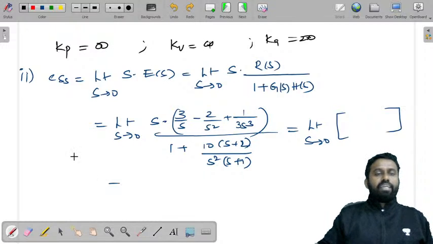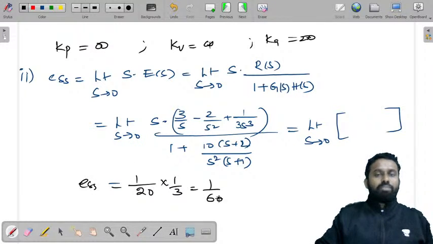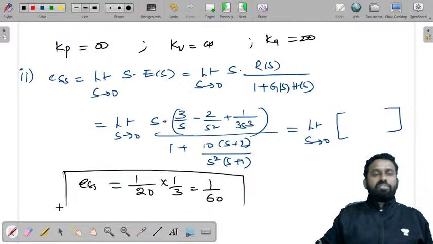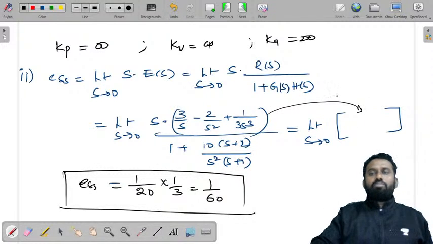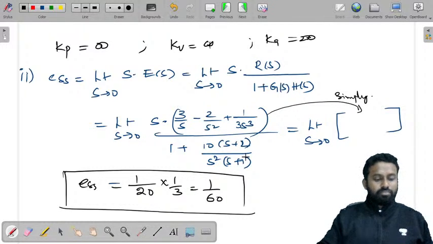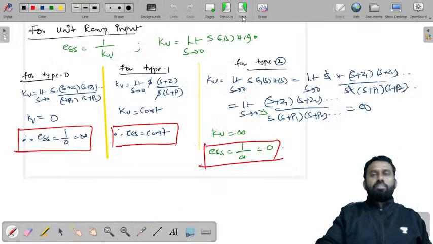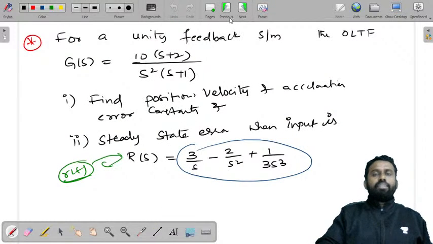So finally you'll get ESS is equal to 1 by 20 into 1 by 3, that is 1 by 60. This is the steady state error. If you just try to simplify this and find this value, you get it. So this is one way of doing it, or you can also do it in the other way.